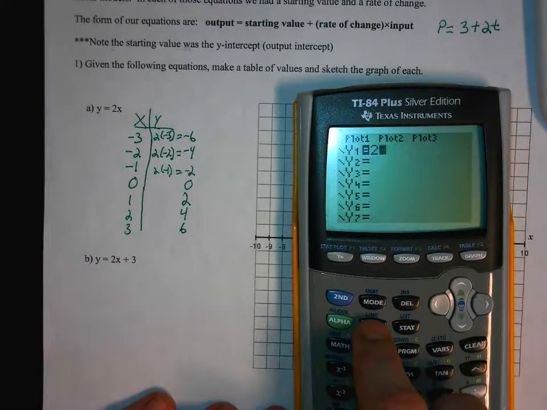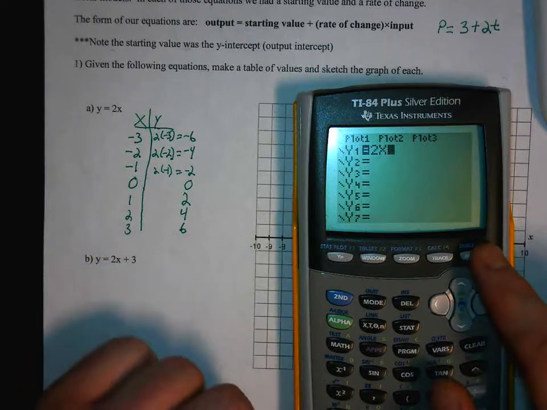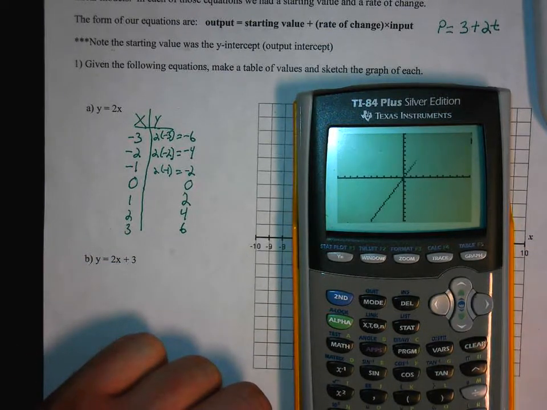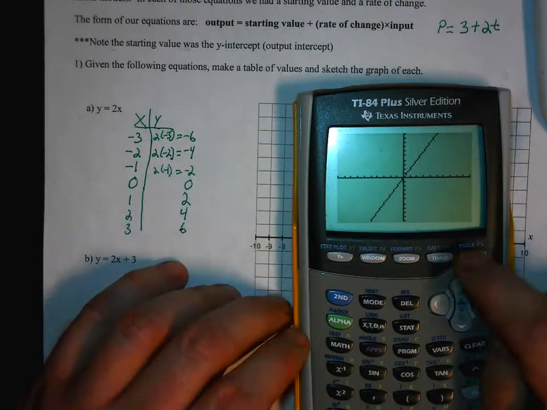Okay, press the X,T,theta,n button. Okay, so y equals 2x. Okay, and then if I press graph, it'll actually graph the equation for me, which is something that your TI-30 calculator won't do. Okay, and then what I can do, I can make a table of values in two different ways.